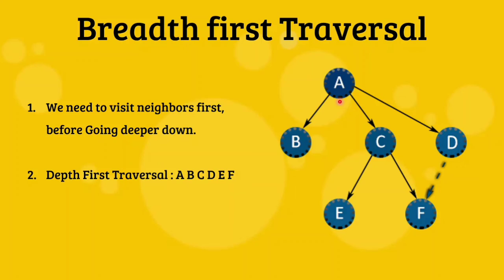So in this case, we will come back to C, and for C we have child E, so we will write E here. Then we follow the same process and come to D, and then we will write F here. So in breadth first traversal, we first cover all the neighbors before going deeper inside a tree or a graph. So this is the main difference between depth first search and breadth first search.